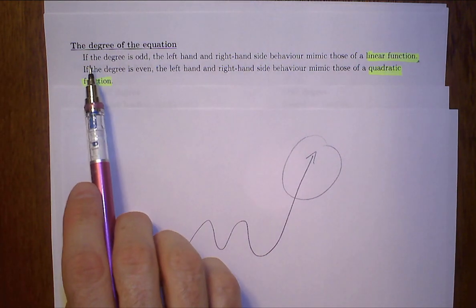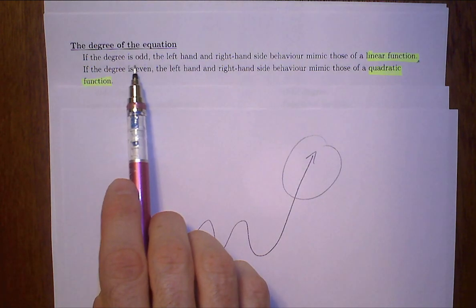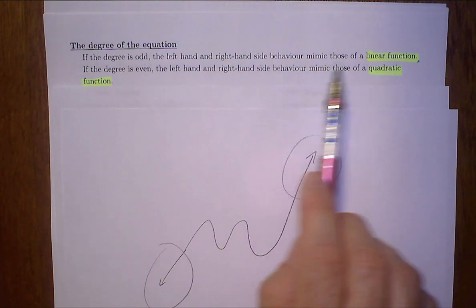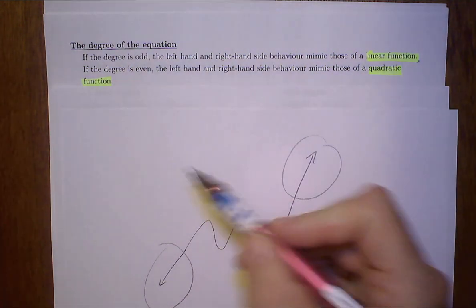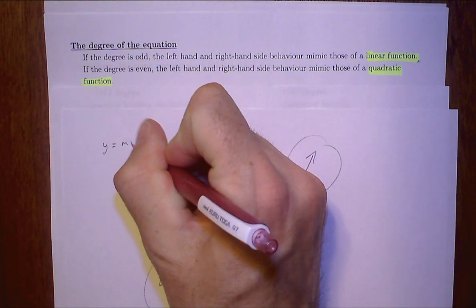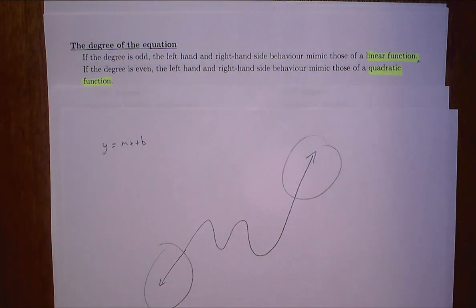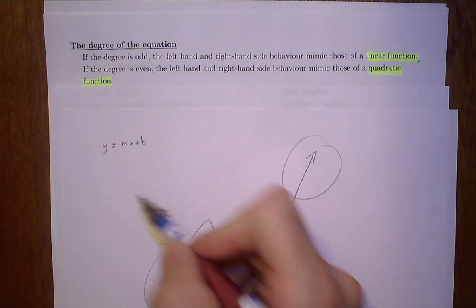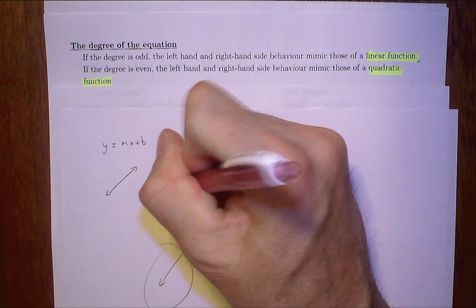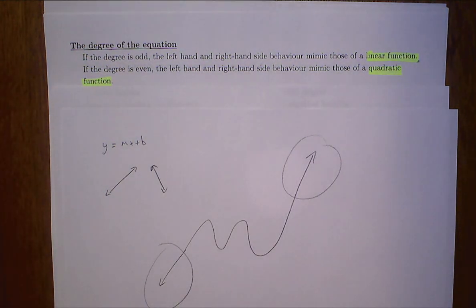But let me get back to this. If the degree is odd, the left-hand and right-hand side behavior mimic those of a linear function. So here, I'm just going to write y equals mx plus b. If my slope is positive, it goes that way. If my slope is negative, it goes that way. Now, when I say slope, that's really the leading coefficient.